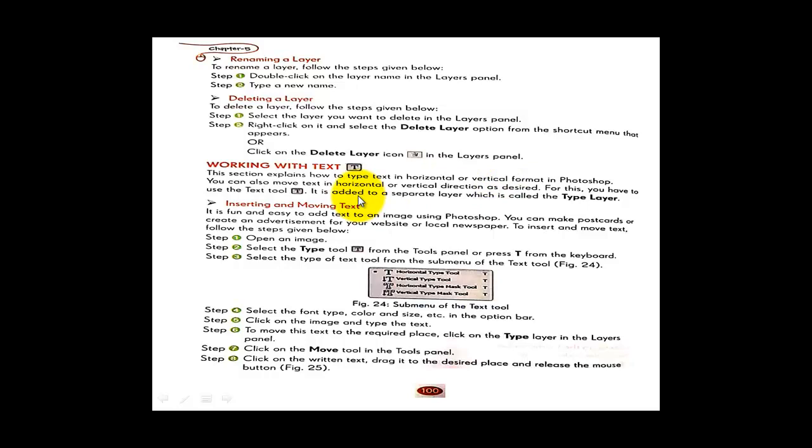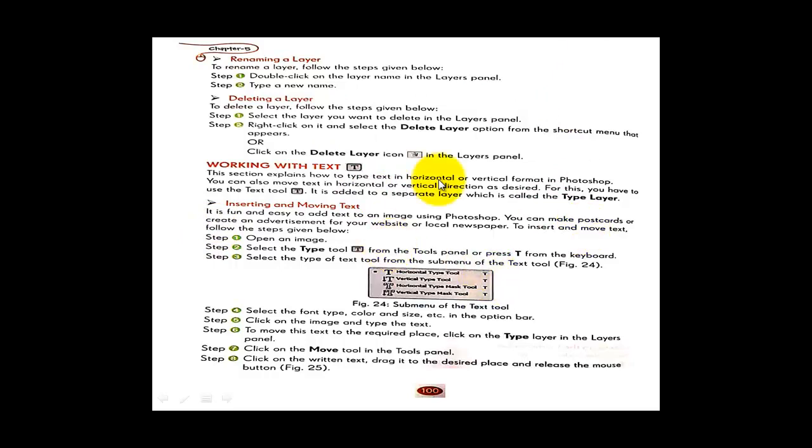Now, when we prepare some advertisement which we want to give to the local newspaper, which we want to publish in the local newspaper, at that time you need this. We need to type the text according to our needs, that is, whether we want to type the text horizontally or vertically.